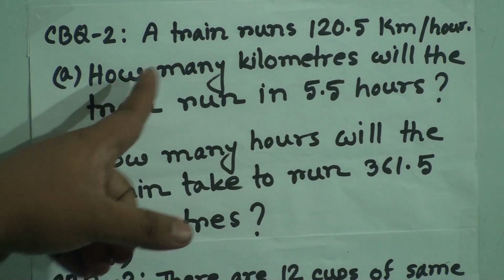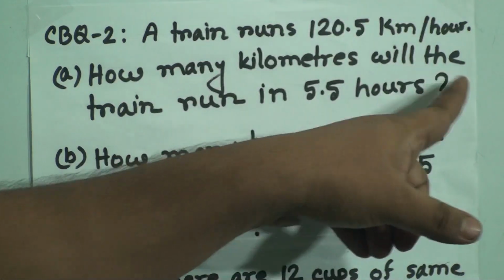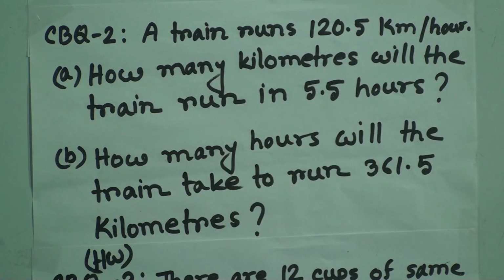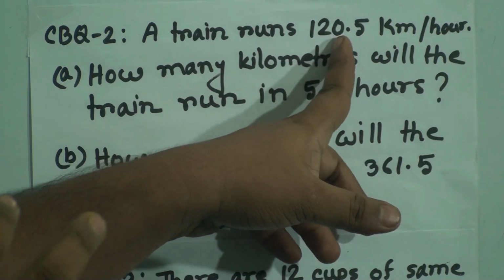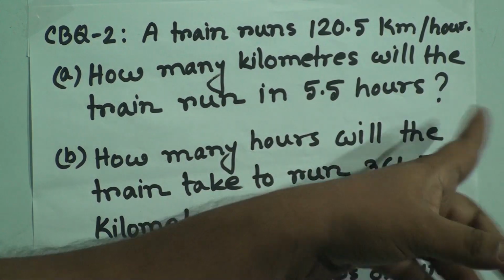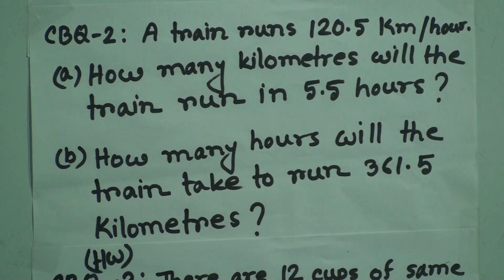Question A: how many kilometers will the train run in 5.5 hours? That means, so easy. At first we write: in 1 hour a train runs 120.5 kilometers. Then in 5.5 hours a train runs how many kilometers? That means we do multiplication and we get the answer.